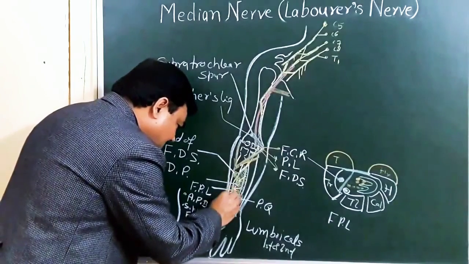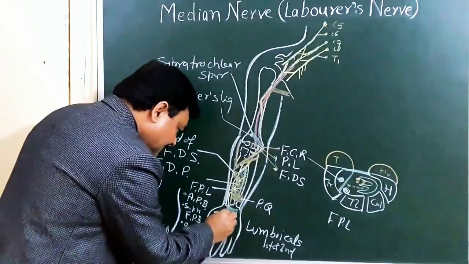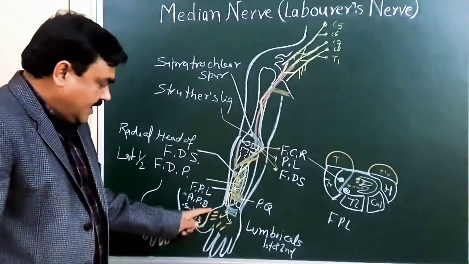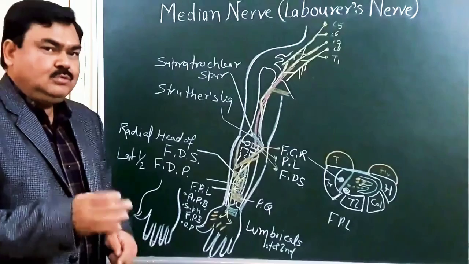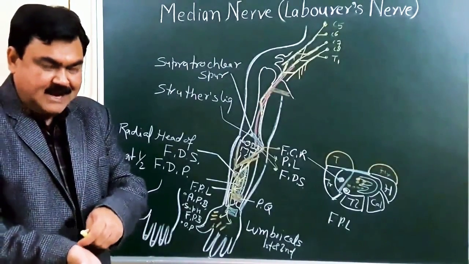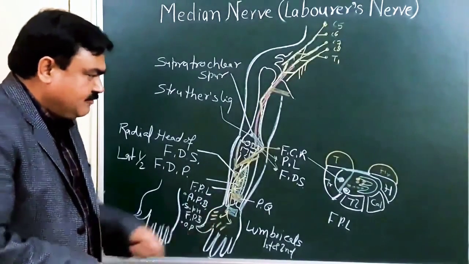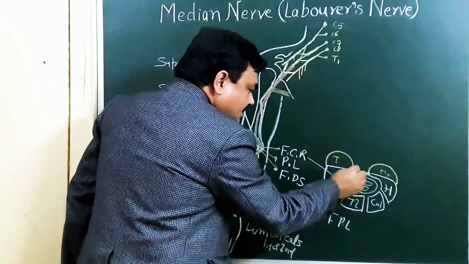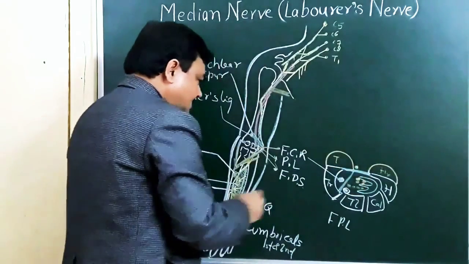the palmar cutaneous branch. It gives supply to the skin over the thenar eminence and the lateral two-thirds of the concavity of the palm. So this area is supplied by this palmar cutaneous branch. This passes superficial to the flexor retinaculum. This is the flexor retinaculum. Here is this palmar cutaneous branch.